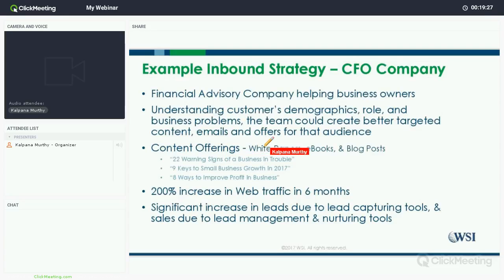These are really good formats for content. You can reuse these over and over again. So some of the topics of the content that they generated were 22 warning signs of a business in trouble, 9 keys to small business growth in 2017, and 8 ways to improve profit in business. So these are all good topics for business owners that are trying to reduce costs and improve their profit over time. And with this strategy, this company saw a 200% increase in web traffic in 6 months.